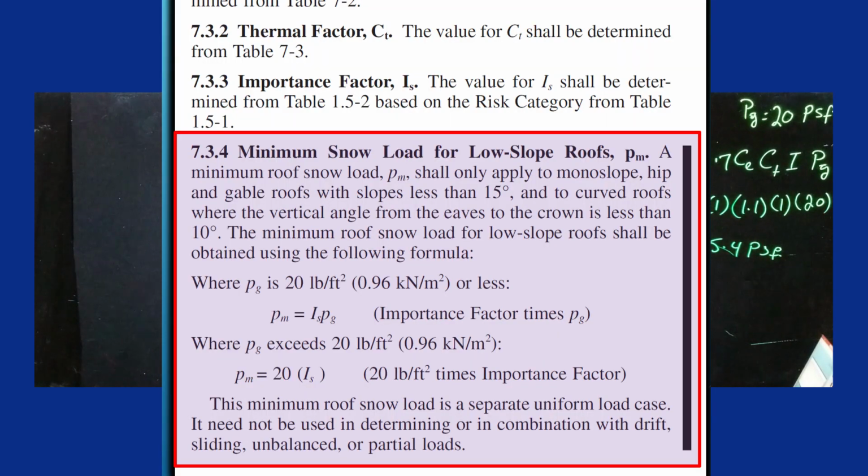Now look at section 7.34. It says right here, this is highlighted, minimum snow load for a low slope roof. And where PG is 20 pounds or less, then we have to use this formula here. And we've got to find out first of all if we're going to meet this criteria. So the slope has to be less than 15 degrees. And let's find the slope of our roof.